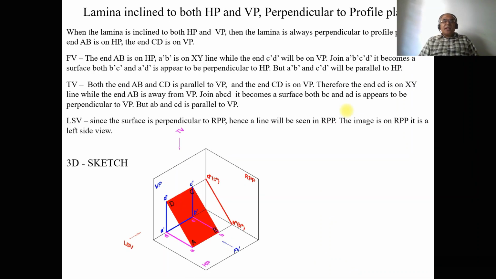Now, when you are considering the line which is inclined to both HP and VP, obviously that will be perpendicular to the profile plane.